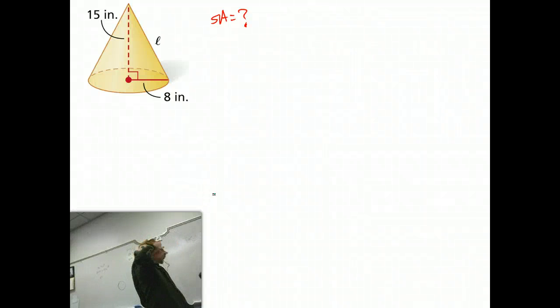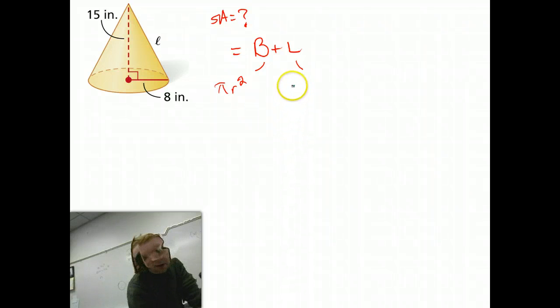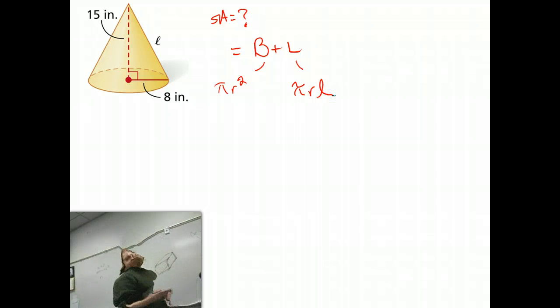Okay, so surface area of a cone. Now we know the formula we just talked about: it's the area of the base plus the lateral area. The base is a circle, so pi r squared. And then the lateral area is, what did we say it was? Pi r l? Pi times the radius times the slant height, which I don't have.